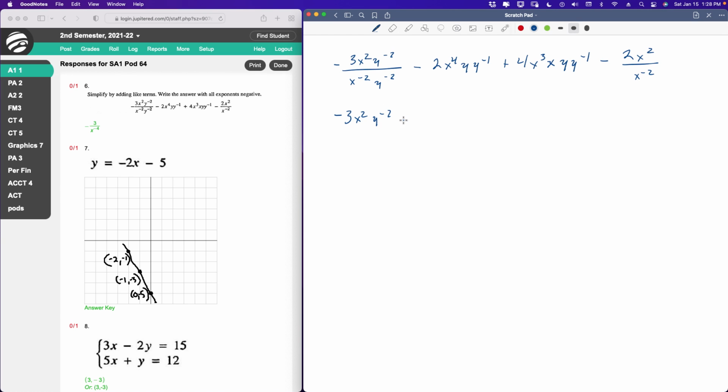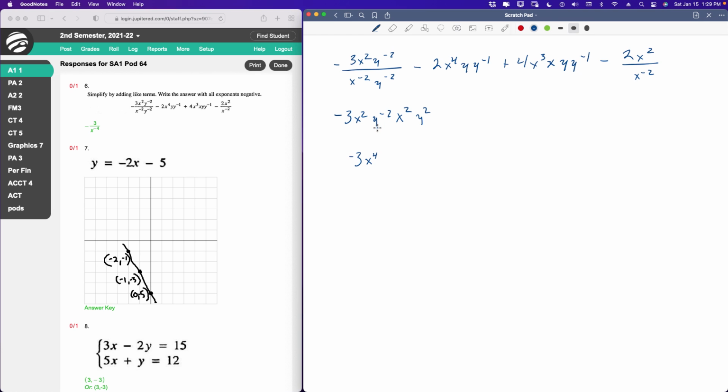When we bring something from the bottom to the top, the exponent changes from whatever sign it is to the opposite. So the x to the negative 2 becomes x to the positive 2. And the y to the negative 2 becomes y to the positive 2. All right, so we see right away that negative 3 doesn't change, but we have an x squared and an x squared, and we put them together, that's x to the 4th, because we add the exponents.